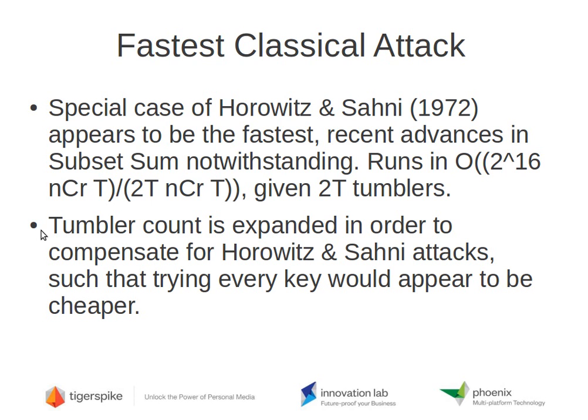We do, by the way, expand the tumbler count relative to the key length in order to compensate for anticipated sparse Horowitz and Sahni attacks, such that trying every key would appear to be cheaper. In other words, if you look at the raw amount of ones and zeros in all of the tumblers that we use, there are typically between 2 and 3 times as many bits as the number of bits in the key, because we're assuming that the search space is going to be shrunk by around this factor.